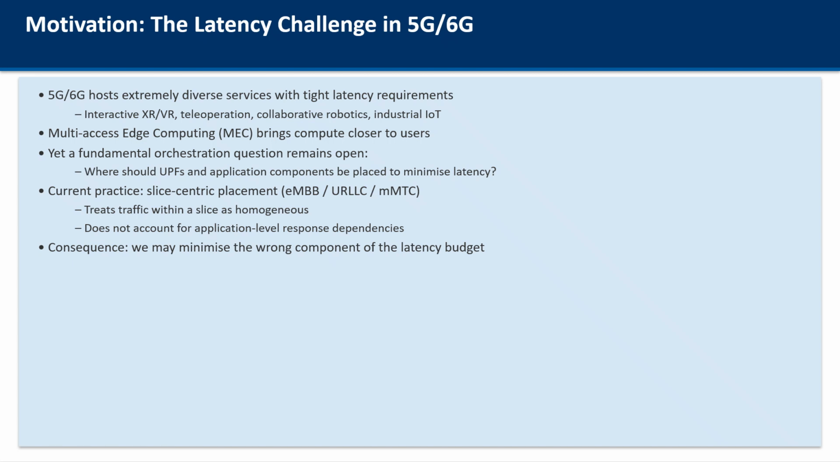Today's practice is slice-centric. We differentiate enhanced mobile broadband, ultra-reliable low-latency communications, and massive machine-type communications, and then optimize latency within those labels. The problem is that this treats all traffic within a slice as homogeneous, ignoring how different applications actually generate responses and where latency accumulates. As a result, a placement strategy that minimizes a generic aggregate latency might still fail to meet the quality of experience target of a specific service, because it minimized the wrong segment of the latency budget.